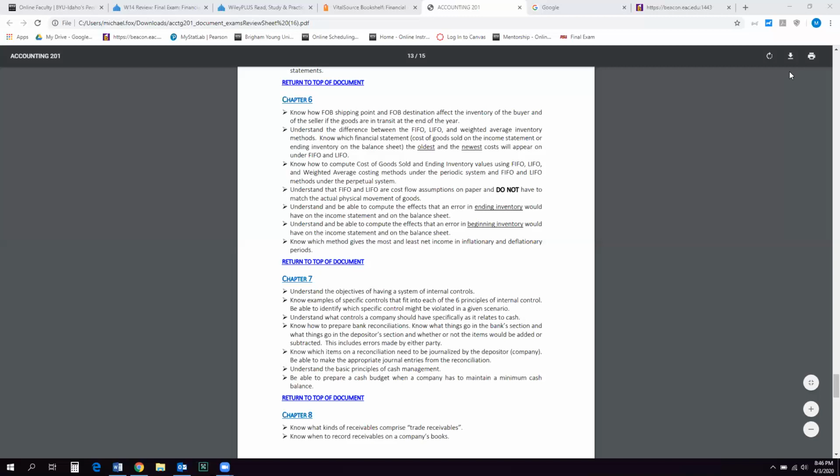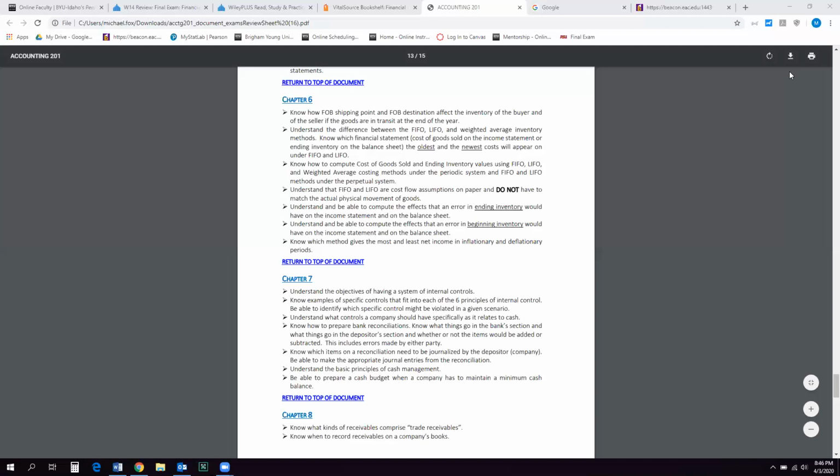Know which financial statement, cost of goods sold on the income statement or ending inventory on the balance sheet, the oldest and newest cost will appear under first in, first out, last in, first out. I think that's confusing. So you just have to know that under first in, first out, the oldest inventory items are the first ones sold. So if a company uses first in, first out, then their cost of goods sold is going to be based on their oldest items, and their ending inventory is going to be based on their most recently purchased items.